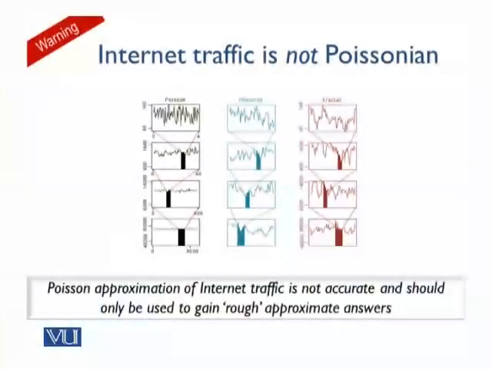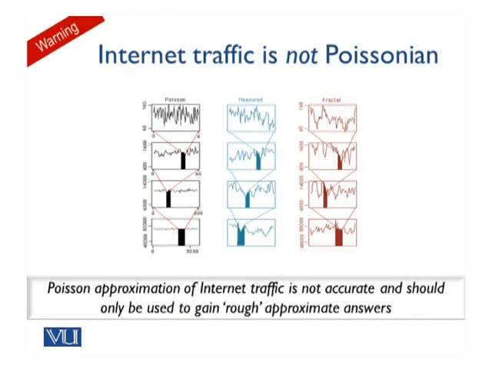In computer networks, it has been observed that the network traffic has a lot more variation because of its self-similar nature and because of its fractal nature. And therefore, it is problematic to model network traffic by Poisson processes, because a Poisson process does not truly capture the bursty nature and the self-similar nature of network traffic.